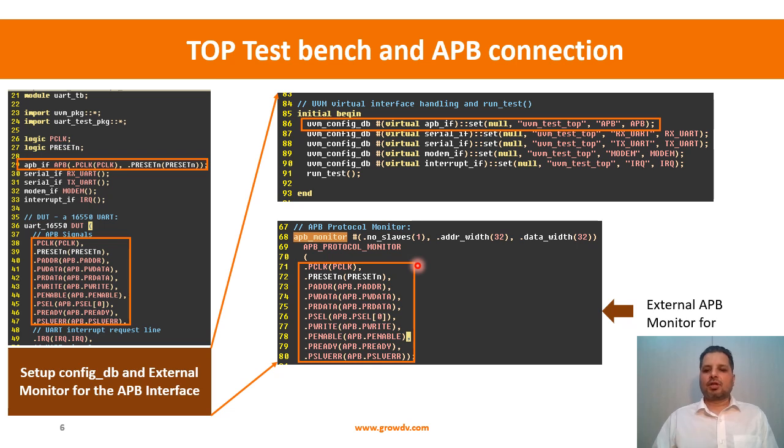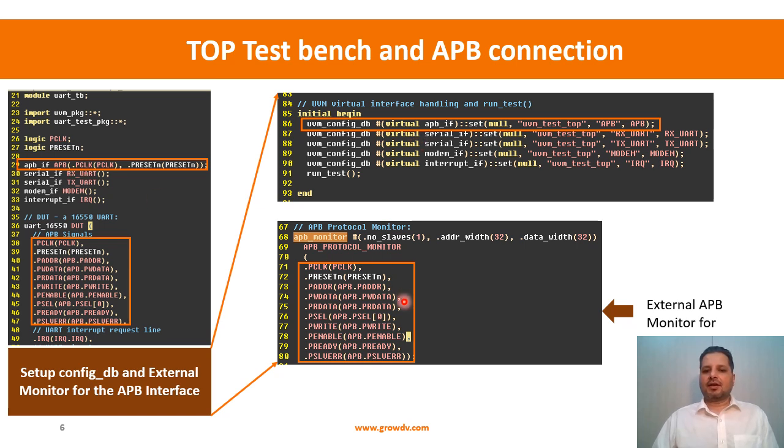So we need to put them in a static word. There is an external APB protocol monitor implemented as an interface. We create another interface construct and connect this interface to the APB interface that we have instanced to connect between the test bench and the DUT, right?